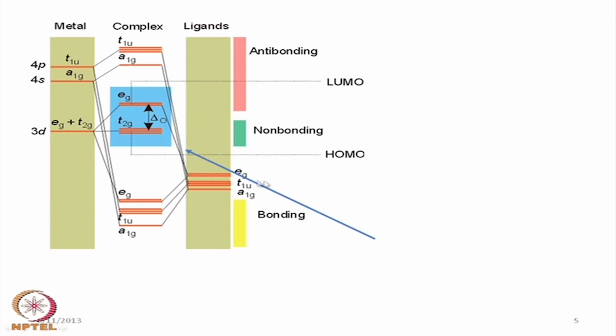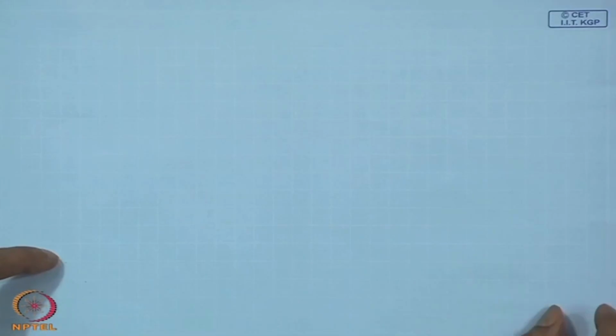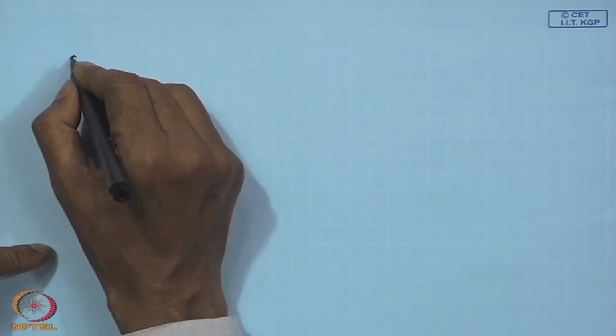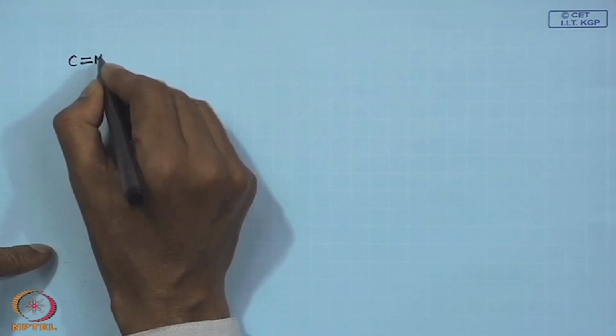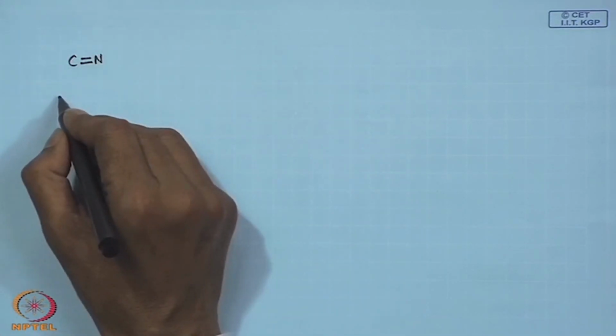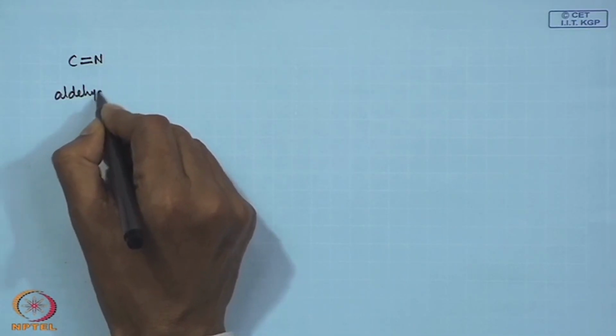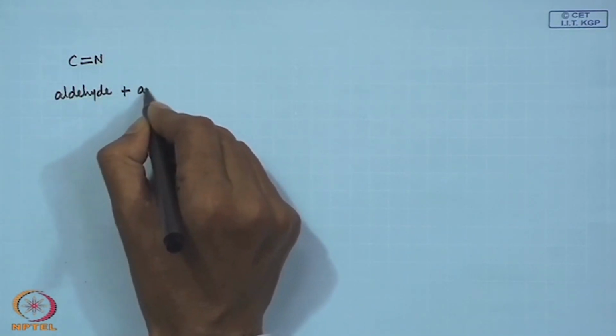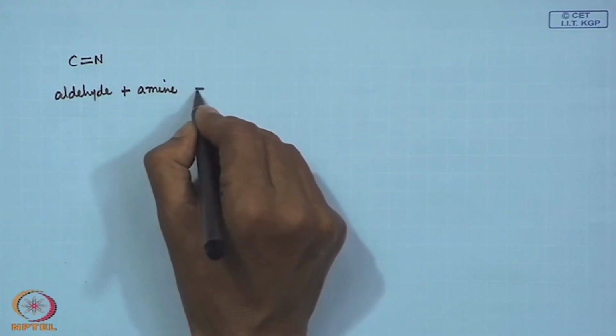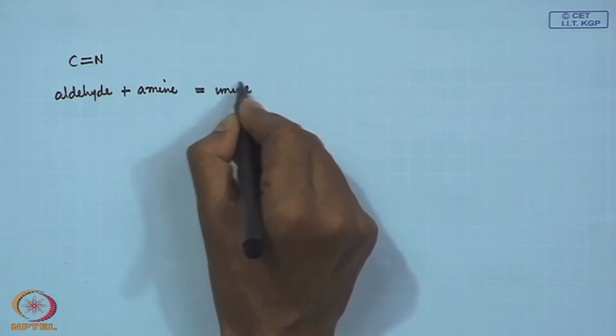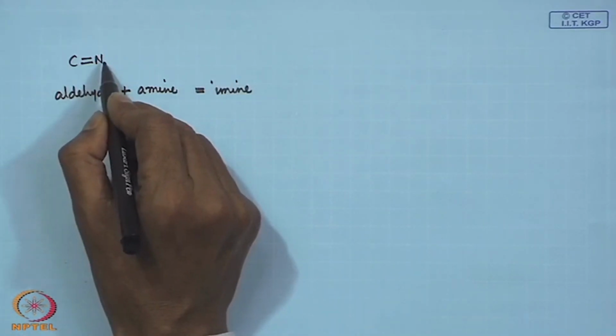So, in this particular situation, like getting the corresponding transitions in the spectroscopic parameters, we have seen in UV visible spectra of simple molecules like carbon monoxide or imine functions, what we have discussed earlier also, that if we have the corresponding Schiff base formation, that means between an aldehyde and an amine, giving rise to the formation of the imine, that means C double bond N.